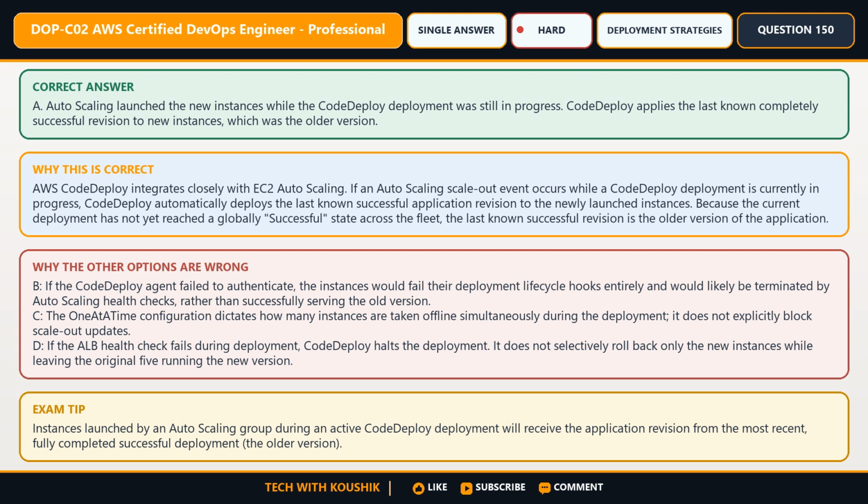Exam tip. Instances launched by an Auto Scaling group during an active CodeDeploy deployment will receive the application revision from the most recent, fully completed successful deployment, the older version.